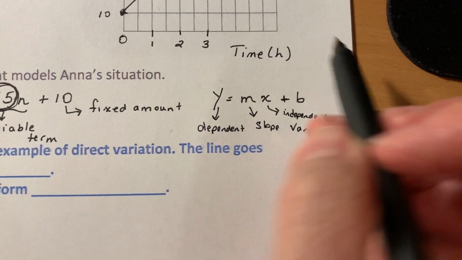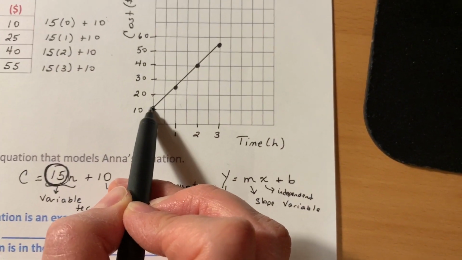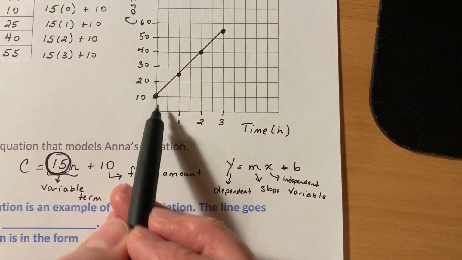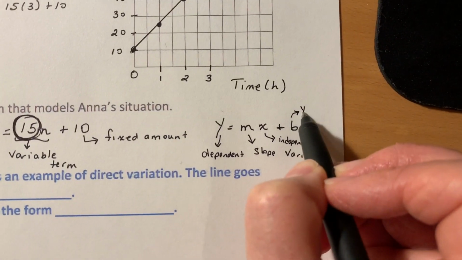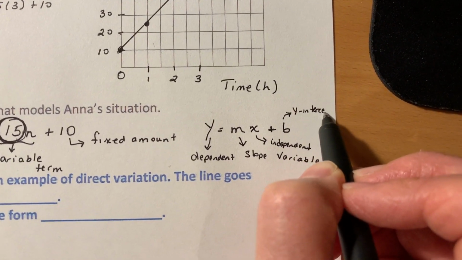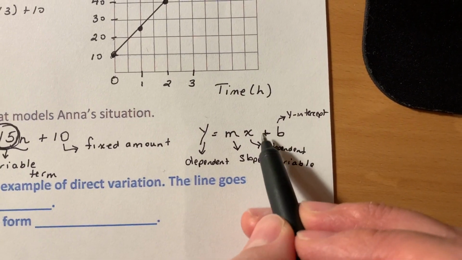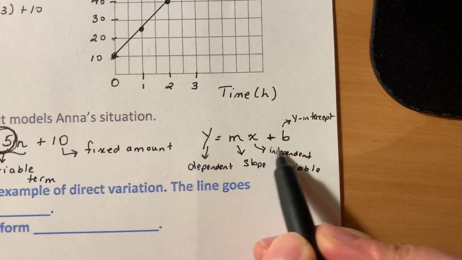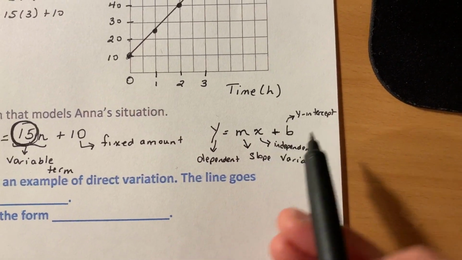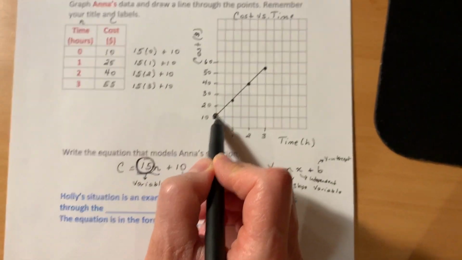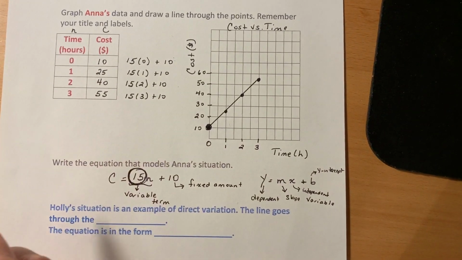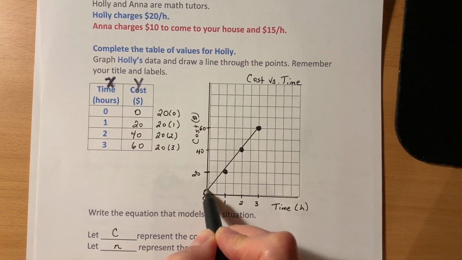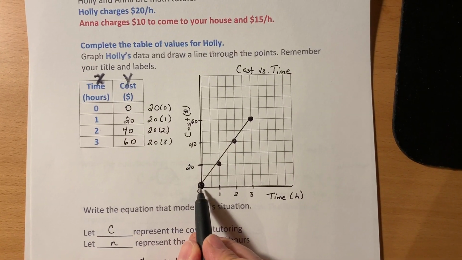Okay, and this here is actually right here. It's the intercept where it intersects this axis right here, which is the y-axis. So later on we're going to call that the y-intercept, or the constant or the fixed amount. So there's lots of terminology used for this b value. But you'll notice that the b value is right here at 10. So let's go back to Holly for a moment. Let's look at her b value. It's right here. It's at 0.